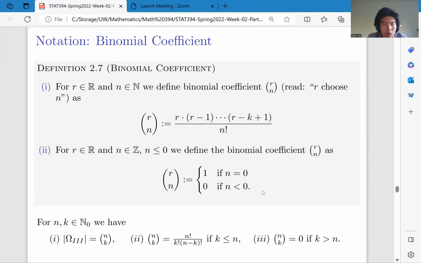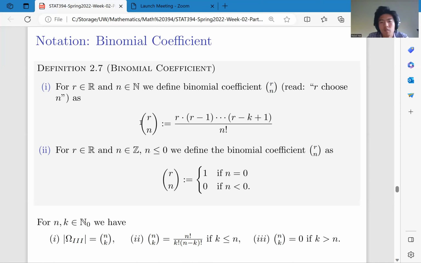For R belonging to the real numbers and N belonging to the natural numbers, we define the binomial coefficient R choose N. This term reads as R choose N. And R choose N is calculated as R times (R minus 1) and so on, the falling pattern, divided by N factorial. And this is the general formula. This formula is related to the binomial distribution later, so it doesn't really have a sense to understand about that. It's just a formula.